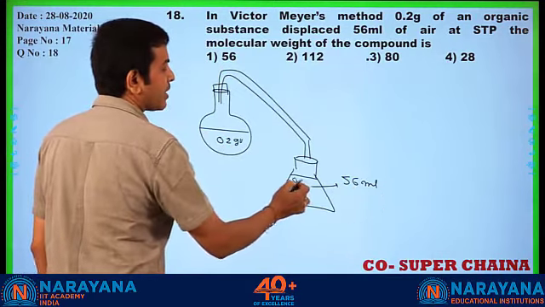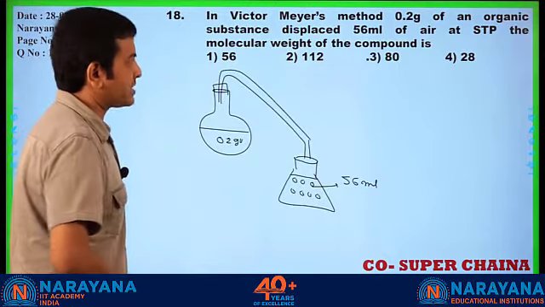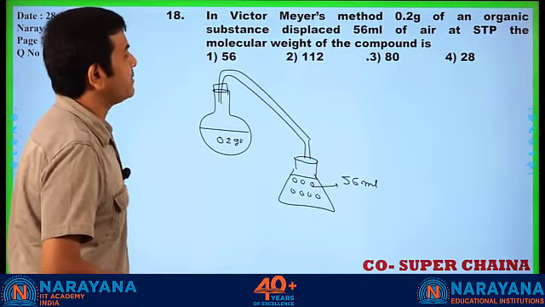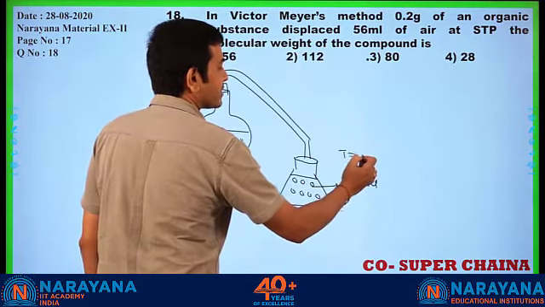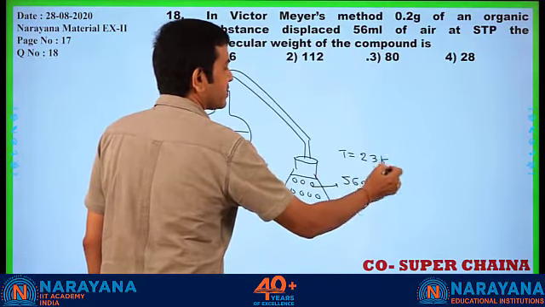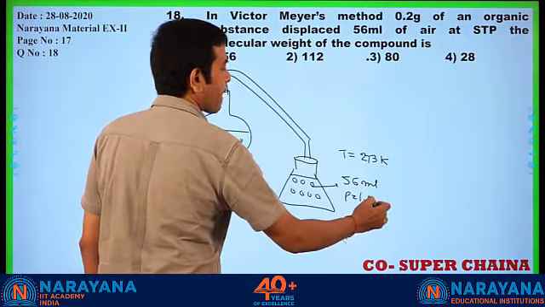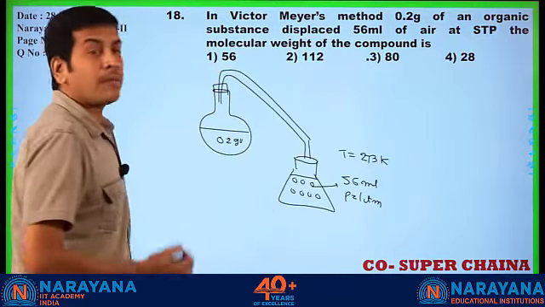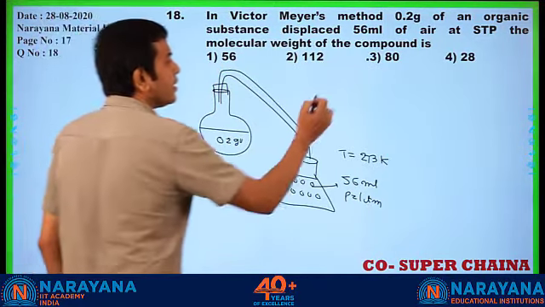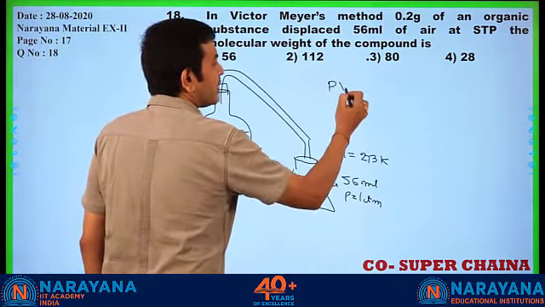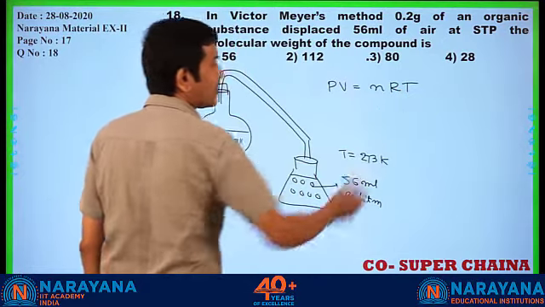Okay, that organic vapor displaces 56 ml of air, which means 56 ml is its volume. STP condition means temperature is 273 Kelvin and pressure is 1 atm. Now we are asking about the molecular weight of that organic compound. You know the ideal gas equation: PV is equal to nRT.